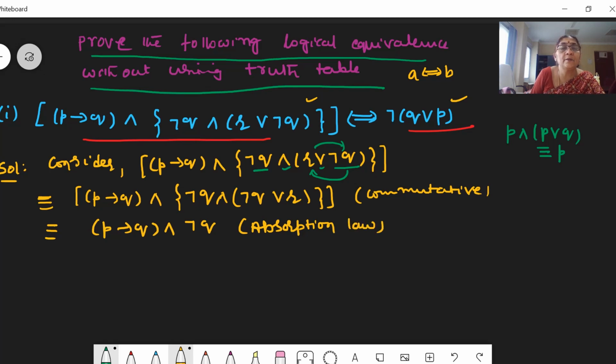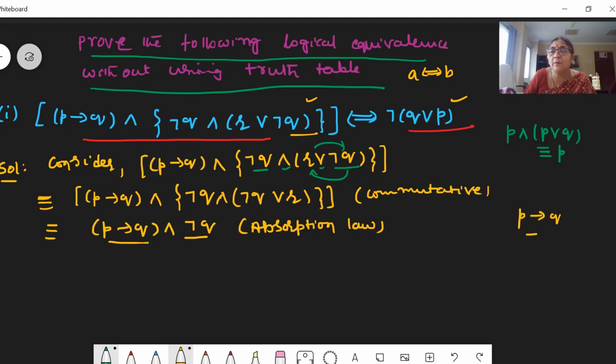After that, observe carefully: (P → Q) ∧ ¬Q. We don't have any laws to simplify this directly. Don't write that these two are not logically equivalent. Try to verify using some other alternative, by using the negation of conditional, or the converse, inverse or contrapositive definitions.